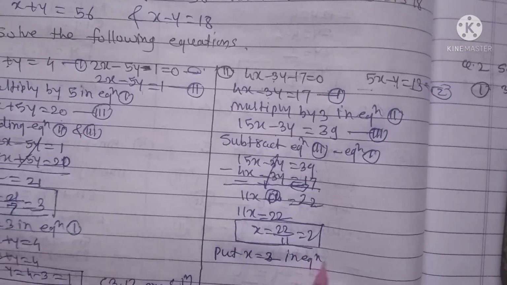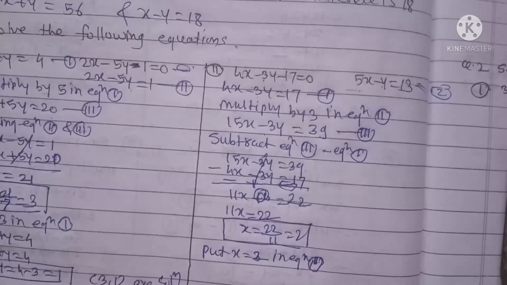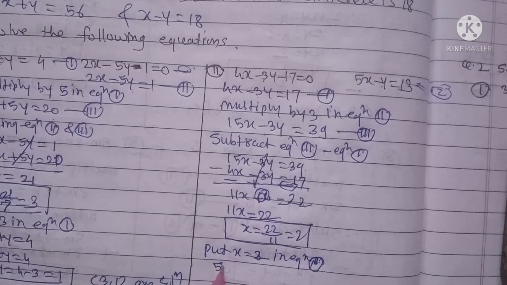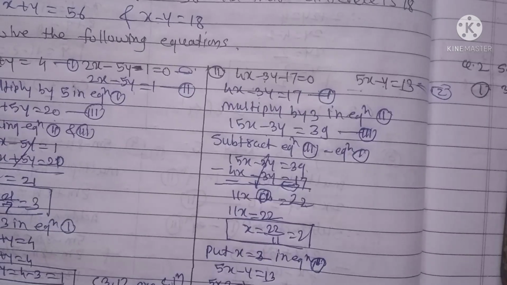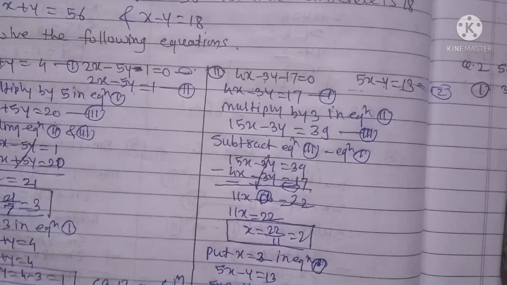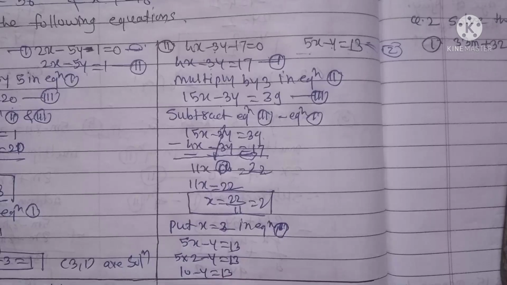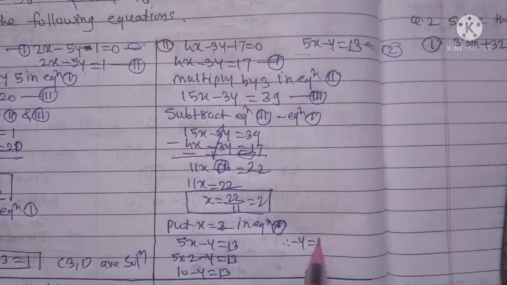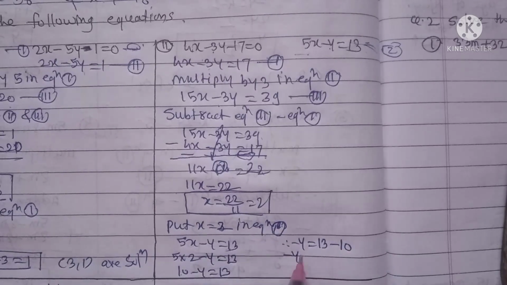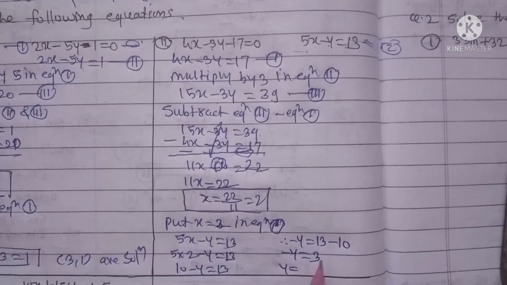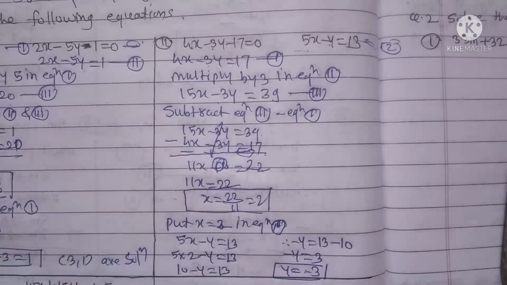in equation 2. Equation 2 is 5x minus y is equal to 13. Putting x as 2, 5 times 2 minus y is equal to 13. So 10 minus y is equal to 13, we get minus y is equal to 13 minus 10, minus y is equal to 3, so y is equal to minus 3. So 2 and minus 3 are the solution of this equation.